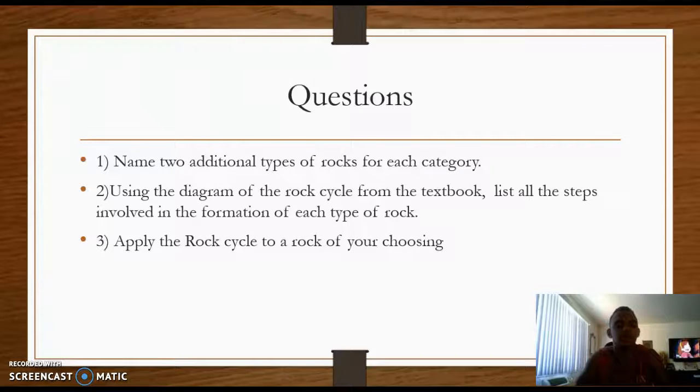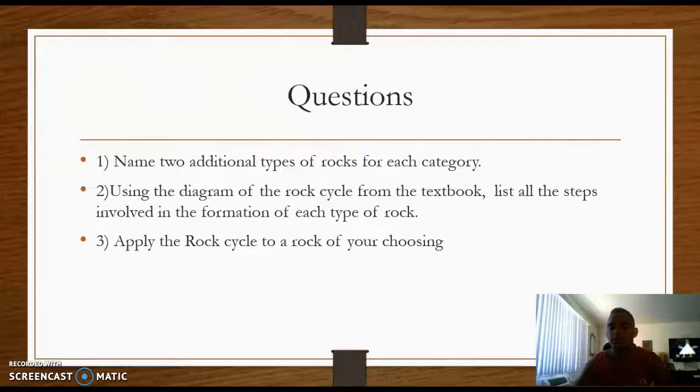Now for your homework assignment, I would like you to choose two additional rocks that haven't been mentioned in the PowerPoint and name two rocks for each category. As before, I mentioned conglomerate, that's a sedimentary rock. I would like you to mention two additional rocks for that.